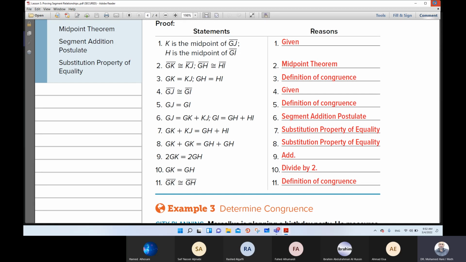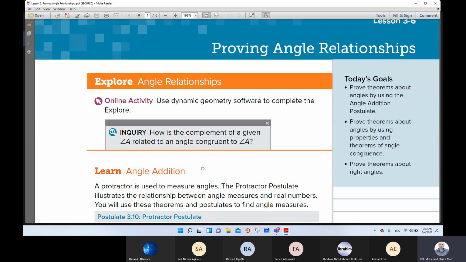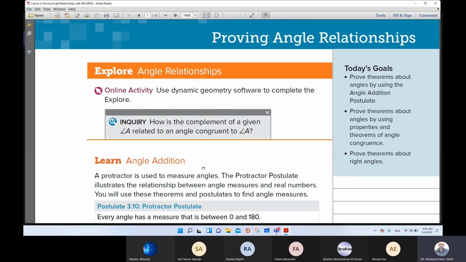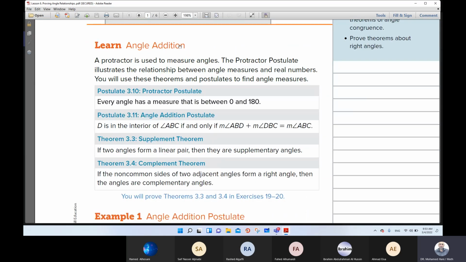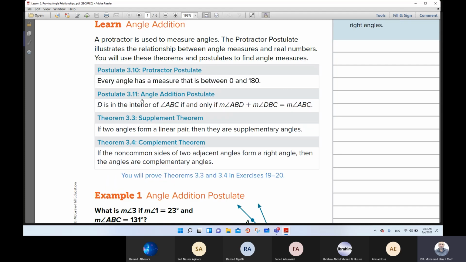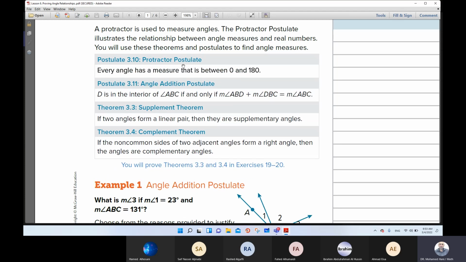The second idea in this lesson, proving angle relationships. At first, we want to learn angle addition. We have some important postulates and theorems. It's very important. So the first one, Protractor Postulate: every angle has a measure that is between 0 and 180.